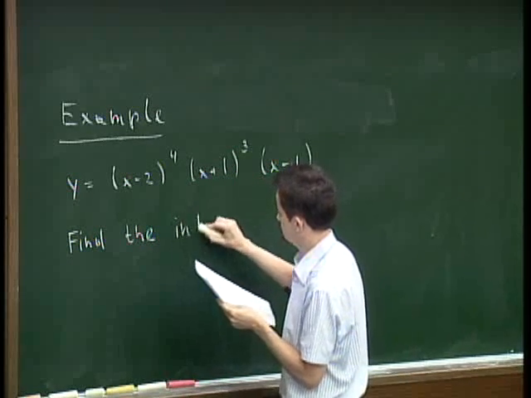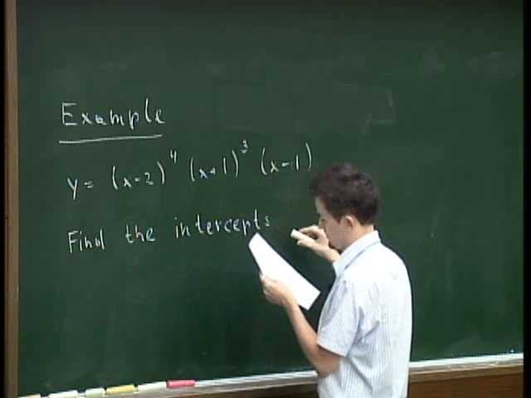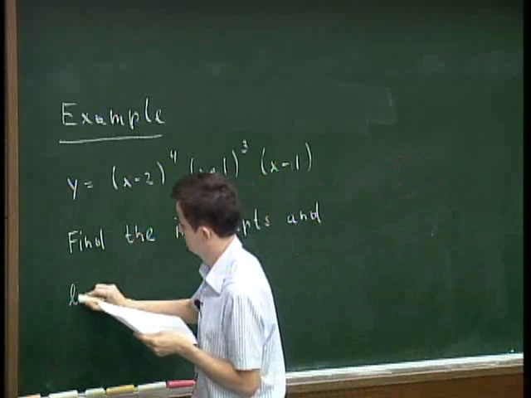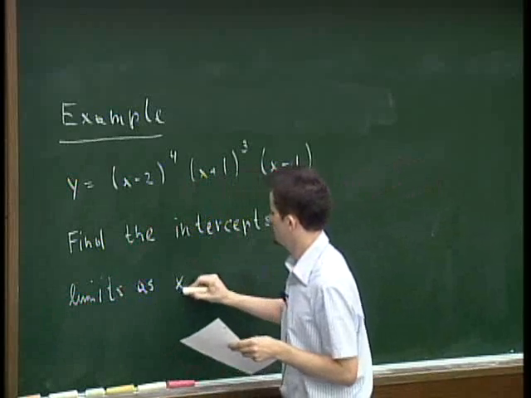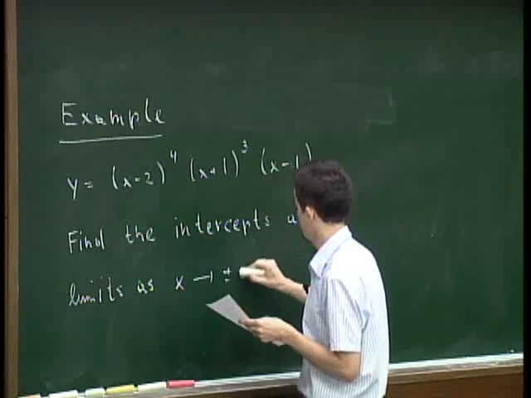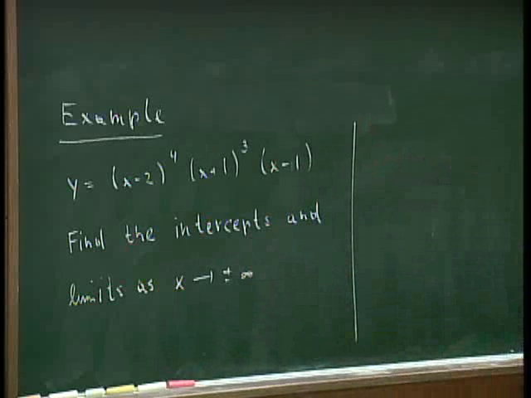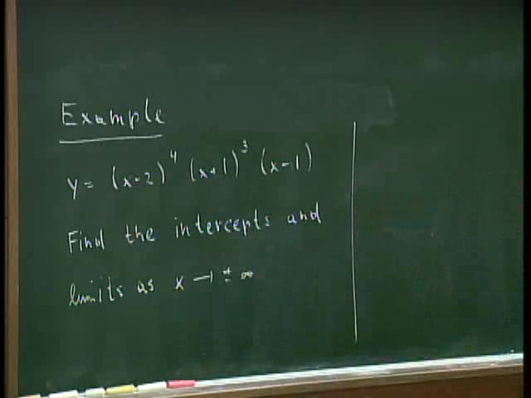the intercepts and limits as x tends to plus minus infinity. Of course, this is easy in this example, but just to explain, maybe you are not so familiar with the term intercepts. The intercepts are the points where a function intersects with the y-axis and the x-axis.